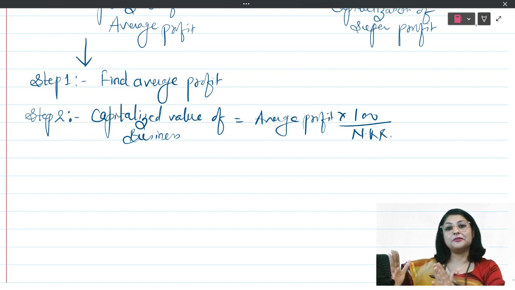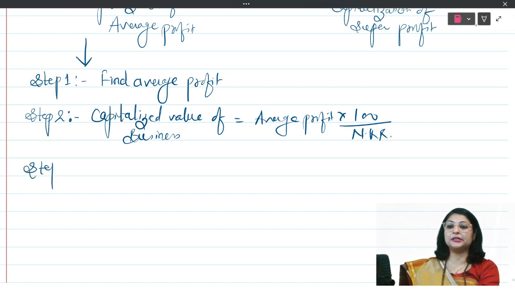We are saying, see, our business is earning this much profit. Ideally, for earning this much profit, what should have been the capital investment, that is what we are trying to figure out. So we will find the capital employed by multiplying average profit by the reverse of the normal rate of return. If the normal rate of return is given in the question, we just reverse that ratio. For example, if the ratio is 10%, you will write 100 in the place of numerator and 10 in the place of denominator. This way what you get is the capitalized value of business.